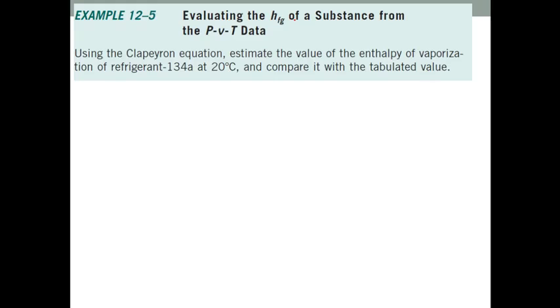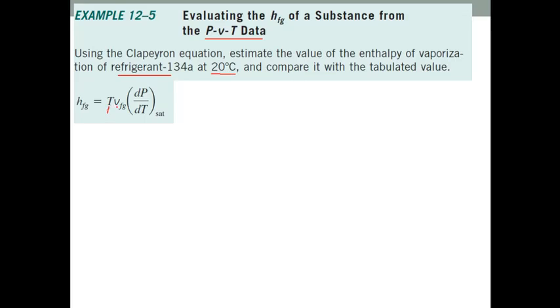Now, to determine the value of the enthalpy of phase change, let's say we know the data of pressure, volume, and temperature. Use the Clapeyron equation. Estimate the value of the enthalpy of vaporization for refrigerant 134a at 20 degrees C, and then compare this with the actual value. So that means we have to determine the value of hfg at 20 degrees C. That means we have to calculate this value at 20 degrees C.